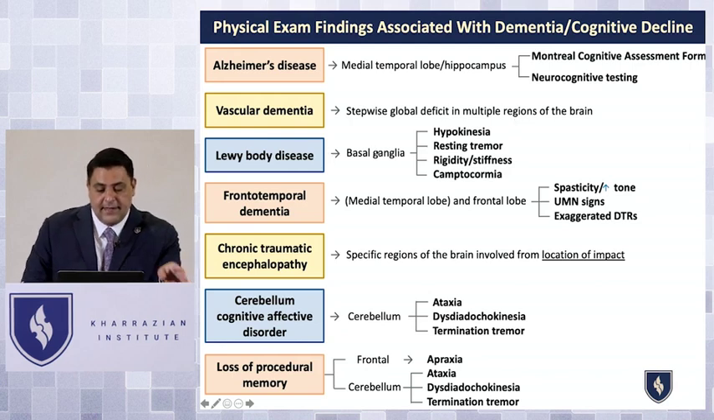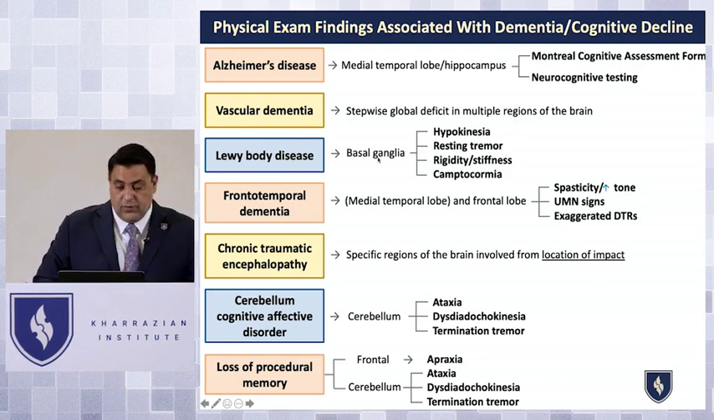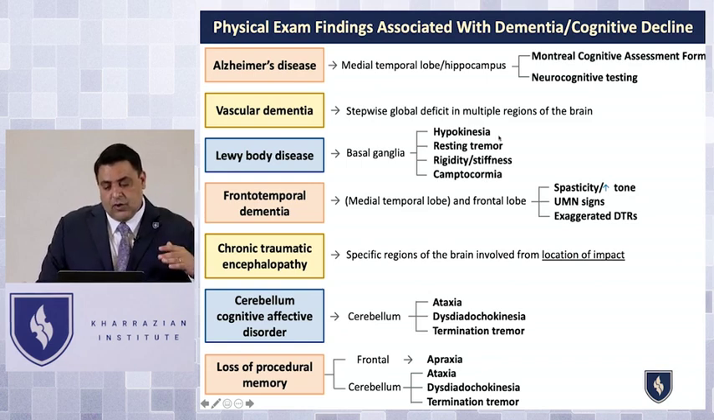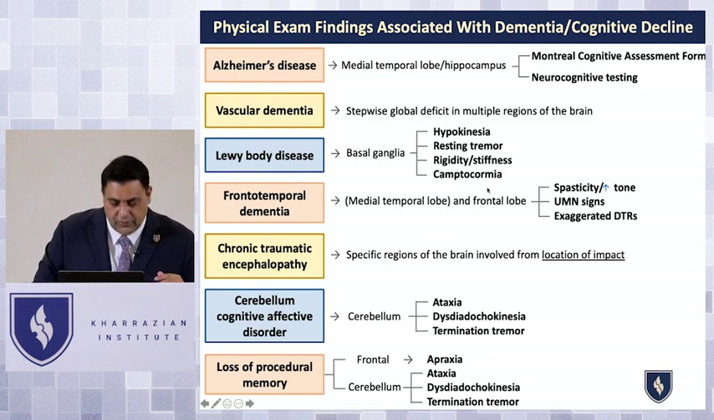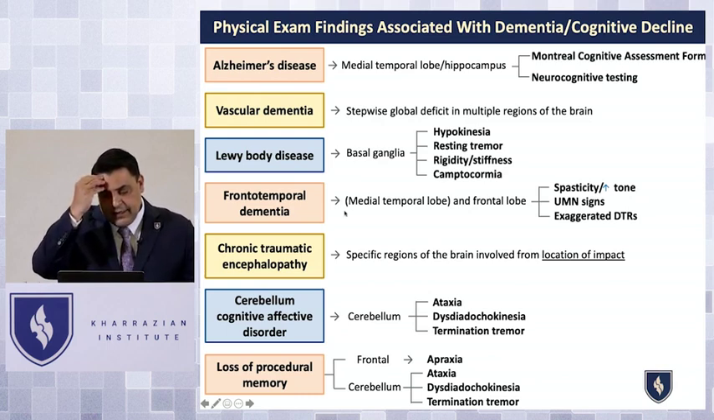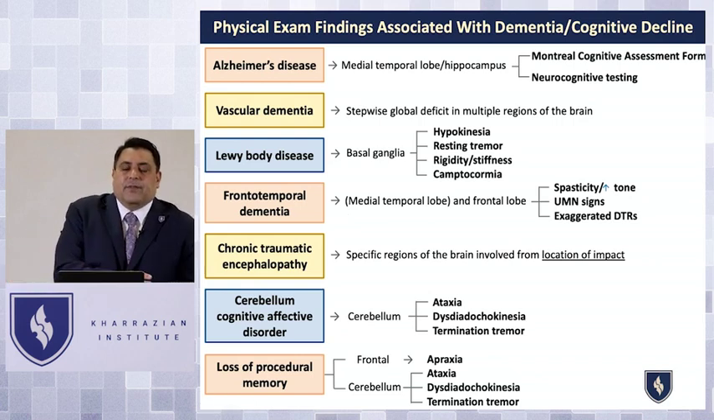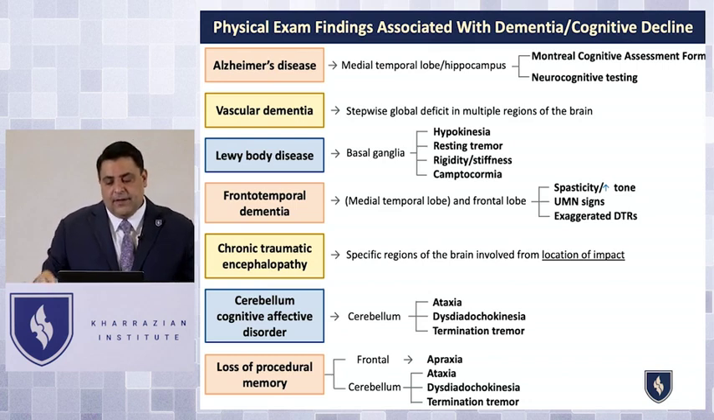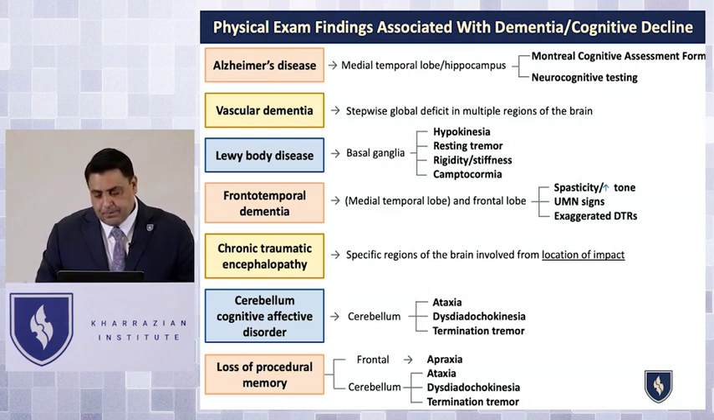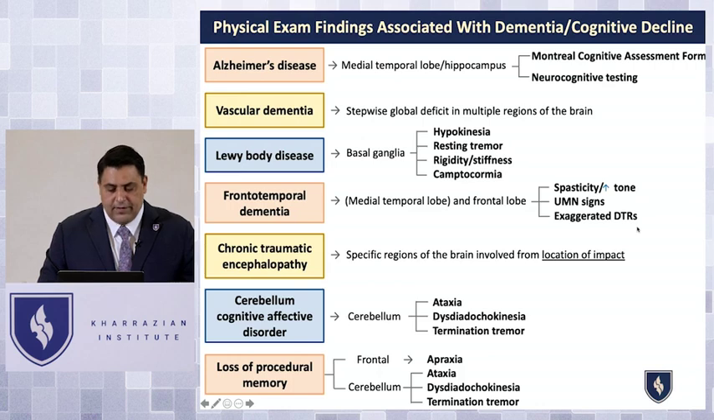Lewy body disease, that's when the basal ganglia direct pathway is involved. That's when you have hypokinesia, which is slowness, resting tremor, so they start to have movement at rest, rigidity and stiffness, or they start to have slumped posture called camptocormia. Frontotemporal dementia, the frontal lobe starts to degenerate, so their limbs will be really tight, like in patients that have a stroke, with limbs in a spastic posture. These people will just have angulation, they're not necessarily in a stroke spastic posture. They have upper motor neuron signs, like Babinski's or Hoffmann's, and Chaddock's test positive. We'll go over some of those videos. They may have exaggerated deep tendon reflexes.